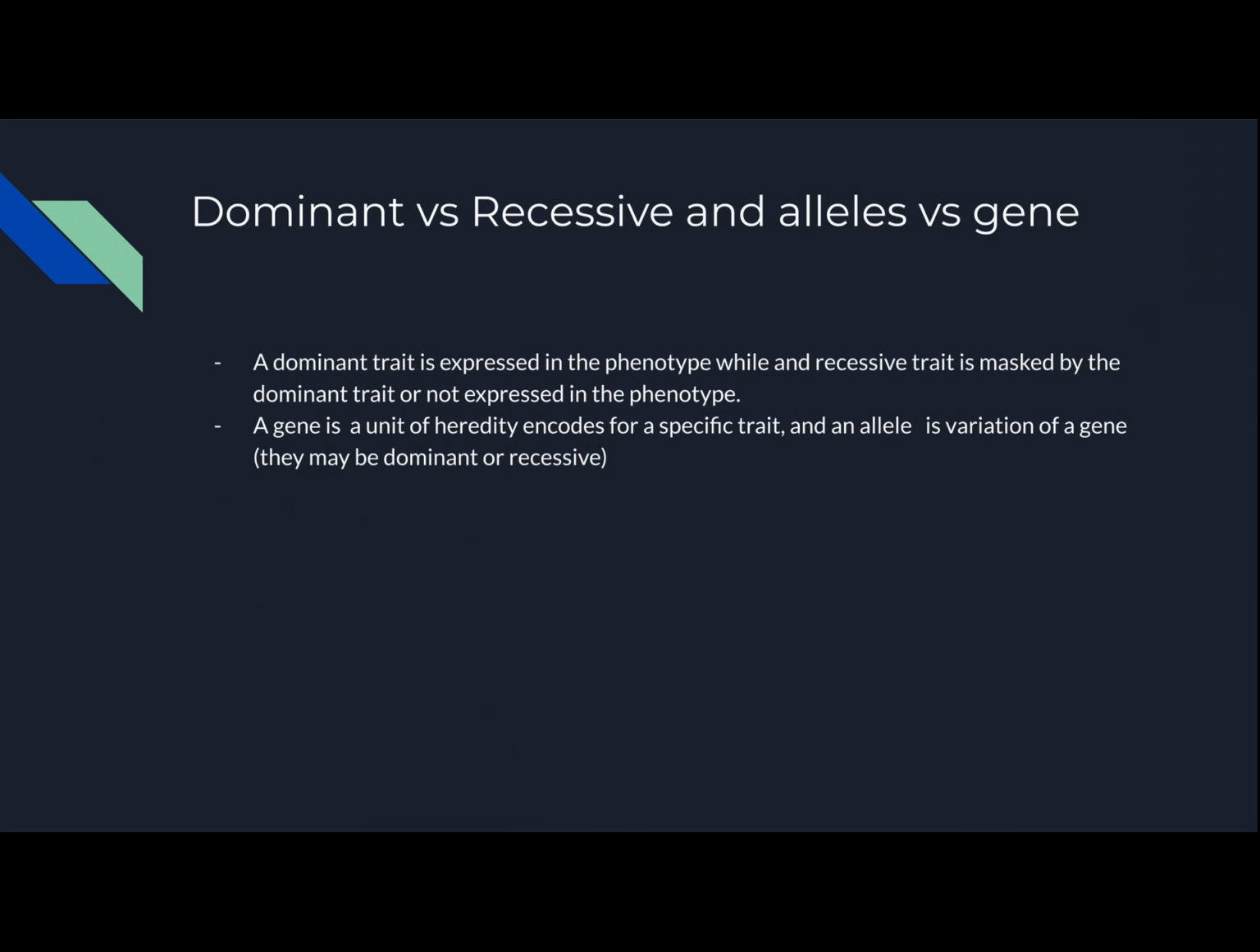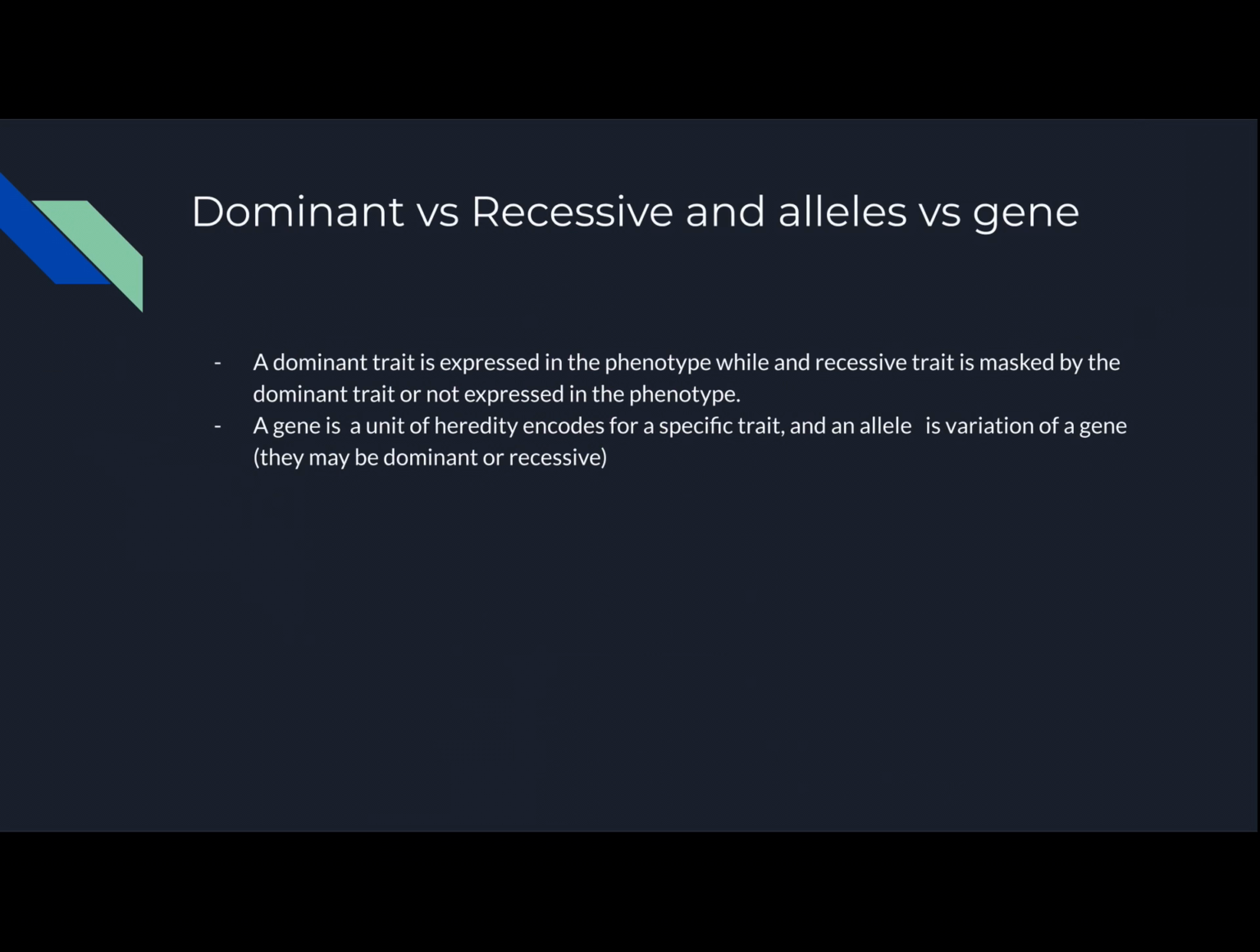So dominant versus recessive, and alleles versus gene. A dominant trait is expressed in the phenotype, while a recessive trait is masked by the dominant trait, or not expressed in the phenotype. A phenotype is essentially the observable traits of an organism. So the dominant trait is just essentially expressed and the recessive trait isn't. And then a gene is a unit of heredity that encodes for a specific trait. So maybe your eye color, I don't know.